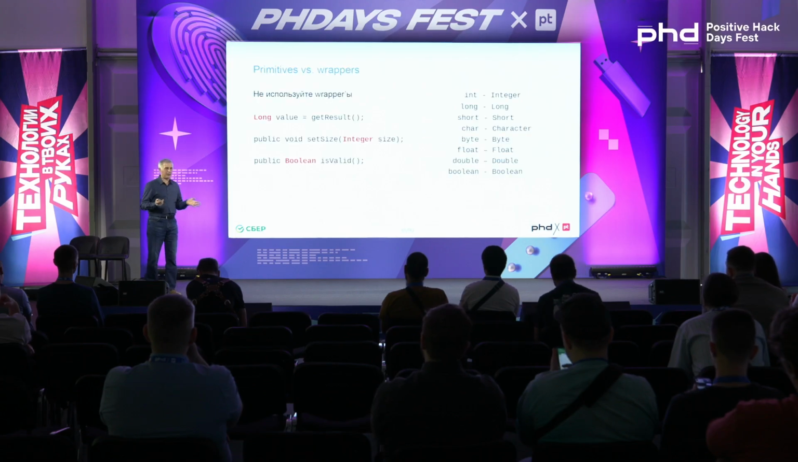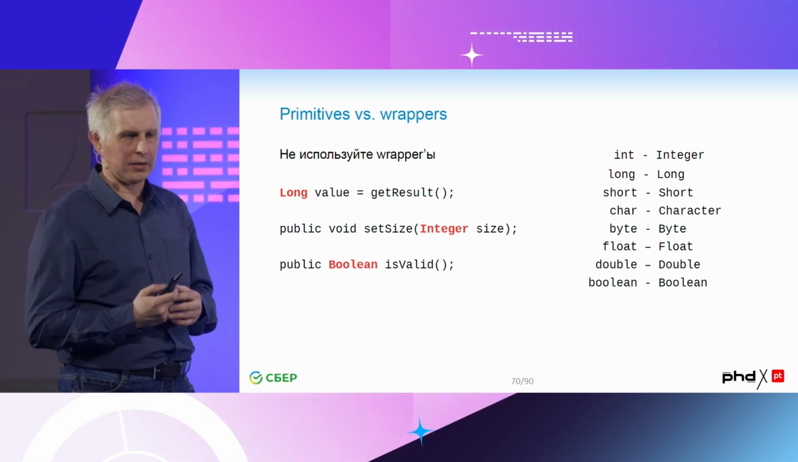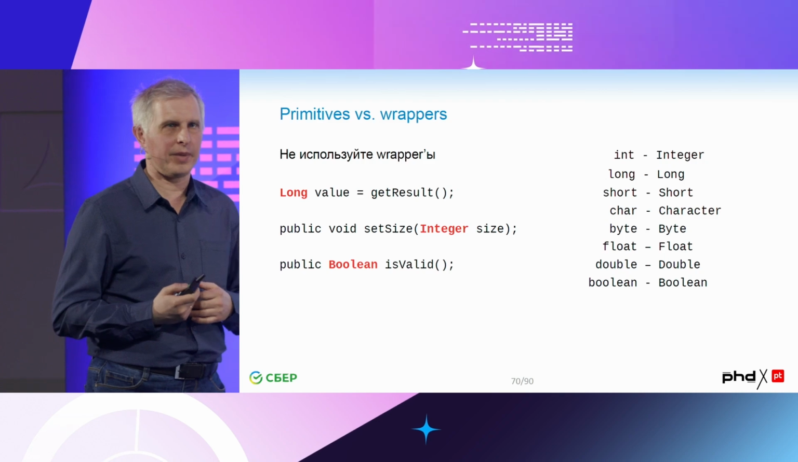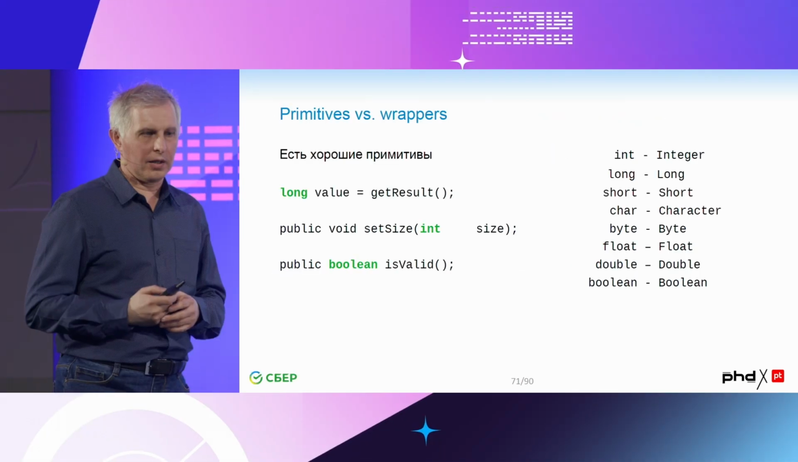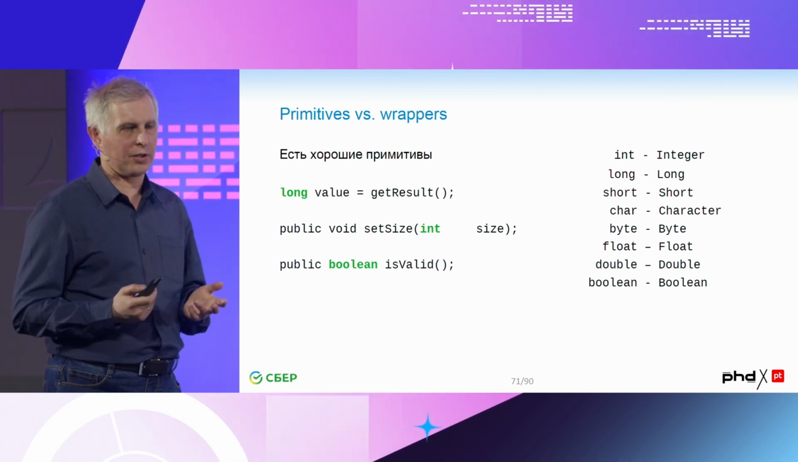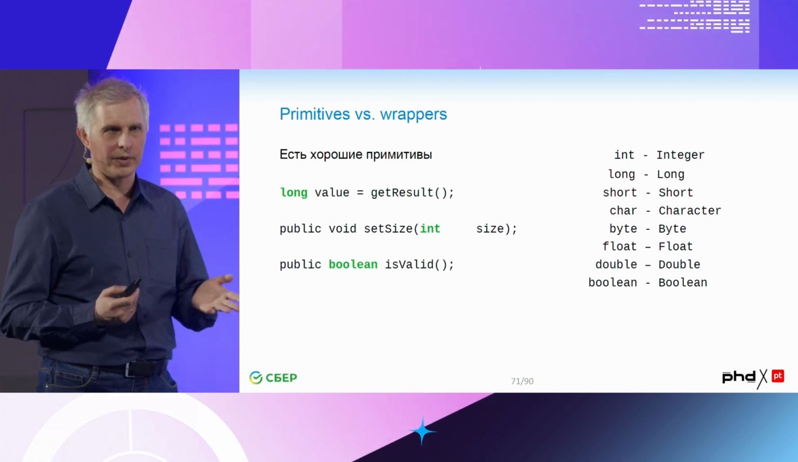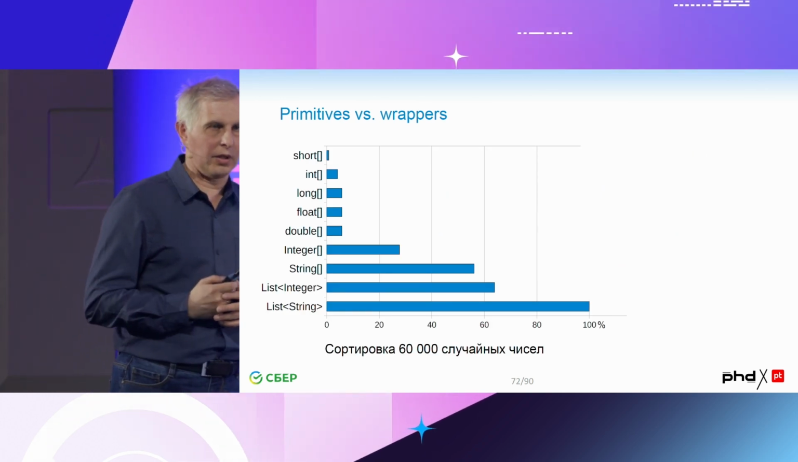Types of data. We all know that in Java there are primitives, as in other languages: long, int, char, byte. In Java there are wrapper objects, and many do not understand what it means, and they are using them. They are using Long, Boolean, so each primitive has its wrapper. So if you don't know why you need to use a wrapper, you can use a primitive.